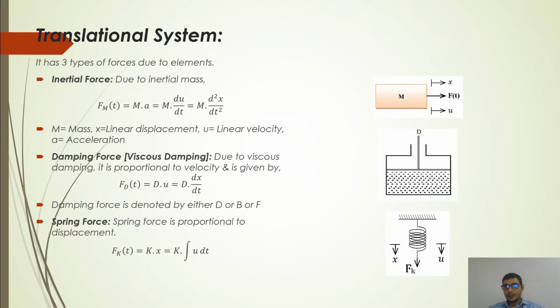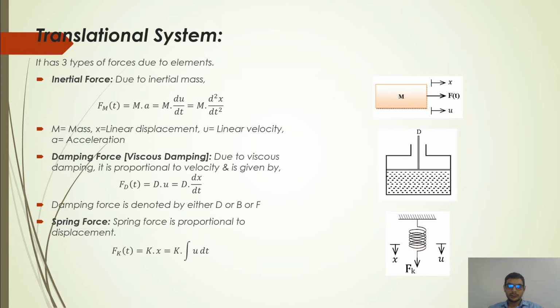Sometimes d is also denoted as b or simply f, where b or d means the same. The coefficient of damping can be written as d in some books, or it can be written as b. The meaning is the same. Both coefficients relate to the damping force only.